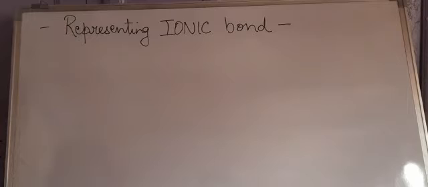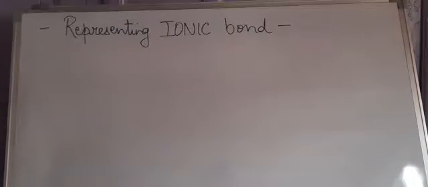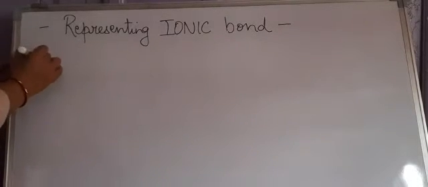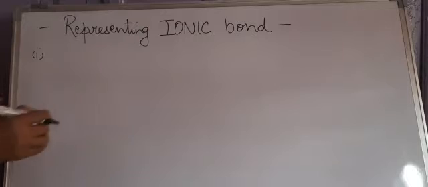In the first step, we are going to show the electron dot structure like we did just now. And in the second step, we are going to show the transfer of the electrons. All right. See very properly and understand. The first step, showing the electron dot structure.